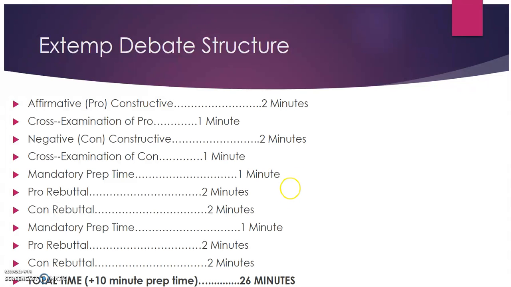Then each gets 1 minute of prep time to again prepare for that final speech. And then each speaker gets 2 more minutes to give their final speech for why their side is correct and should win. So, including the prep time, a total speech will take about 26 minutes. So, hopefully, we could get through 3 to 4 of these debates a class. So, we'll be going through this. This will take us a couple class periods to finish.